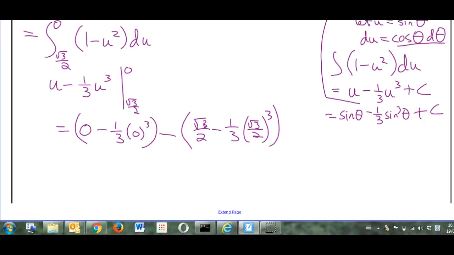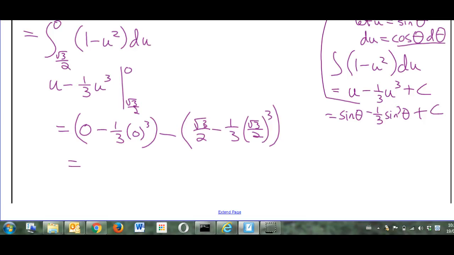So we just have to work this out. The first batch is 0, so it's just going to be 0. You could put the C in if it's a definite integral, but you'd just be subtracting it off, so we don't bother with it. You're actually more likely to lose marks for putting it in than not, though it's not going to make that much difference.